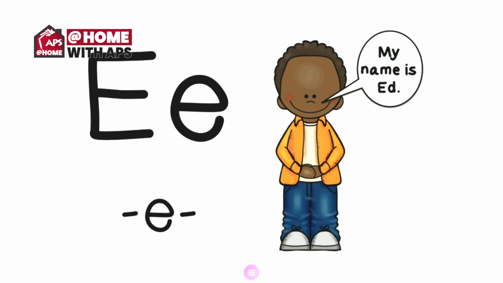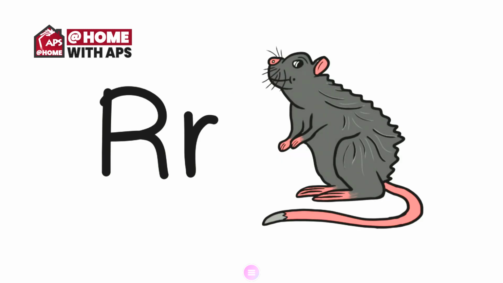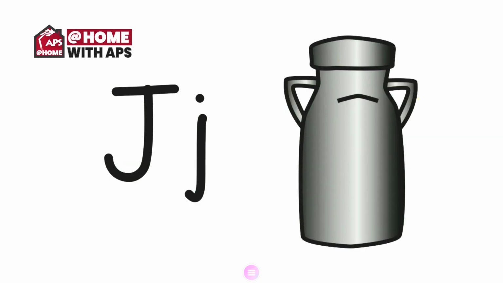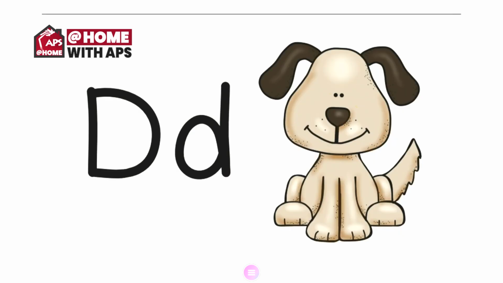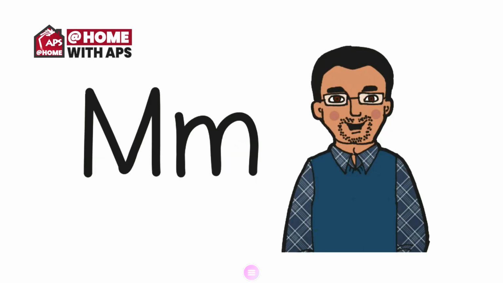Those were some of our vowel sounds. Let's practice some consonants now. T, top, t. R, rat, r. W, wind, w. J, jug, j. D, dog, d. P, pan, p. M, man, m.